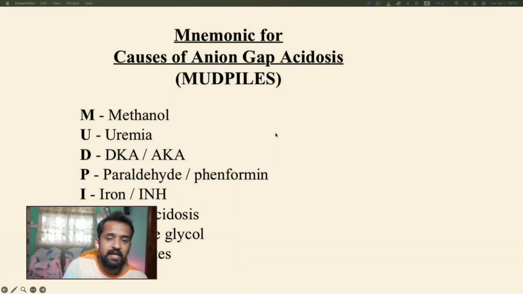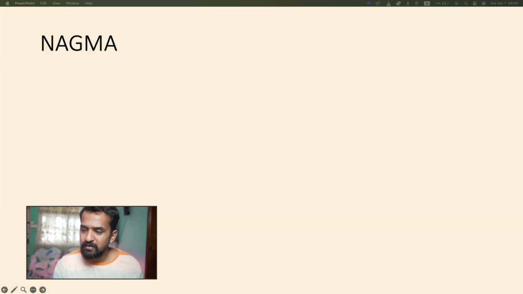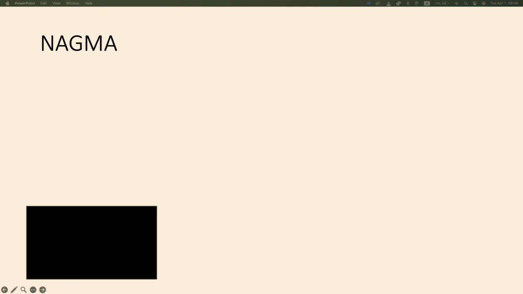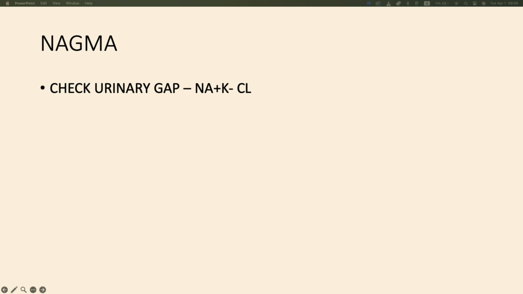Now, for non-anion gap metabolic acidosis, we're going to talk about it. You get a normal anion gap, which is 8 to 12, after which you have to further evaluate this patient. Many people forget this, and here I am to remind you. So first check the urinary gap. Remember that every institution can do this. They can check the urinary gap, and it's very simple to do.